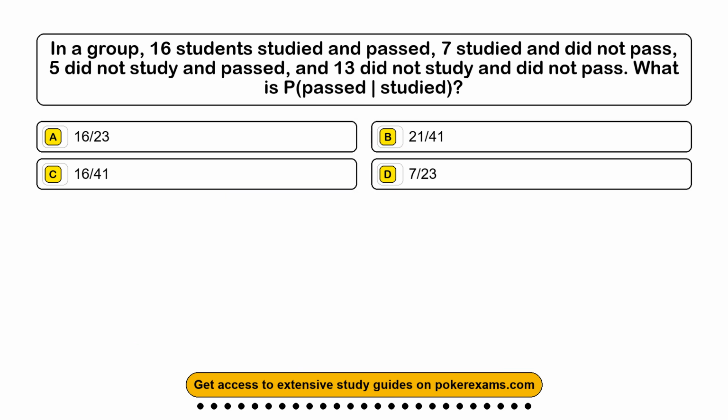Question 23. In a group, 16 students studied and passed, 7 studied and did not pass, 5 did not study and passed, and 13 did not study and did not pass. What is P(passed | studied)? Option A 16/23. Option B 21/41. Option C 16/41. Option D 7/23.